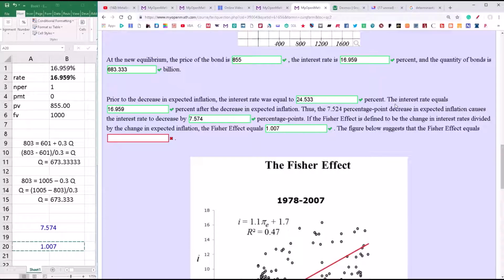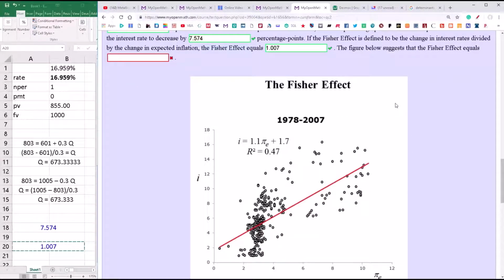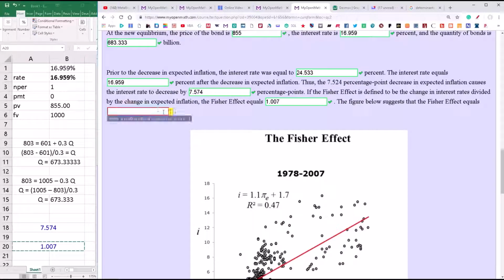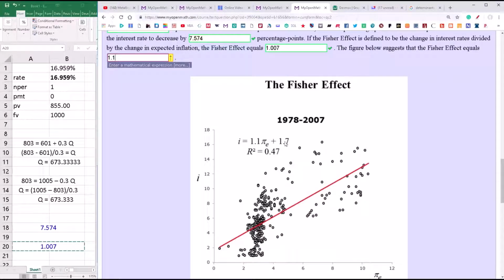Okay. Now down below, this figure down below suggests what? We have this scatter plot from FRED, Federal Reserve Economic Database, of expected inflation and nominal interest rates. And when we have Excel insert a trend line, the slope of this trend line is 1.1. So we can put in 1.1. Now, it gives us an estimate of the intercept, which is 1.7.